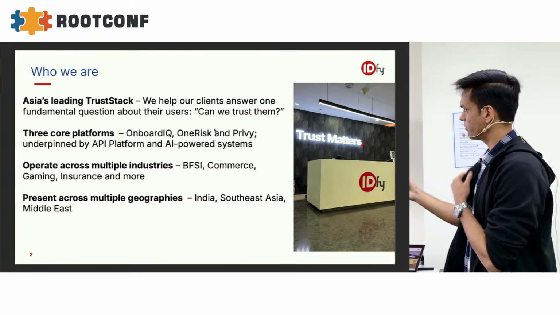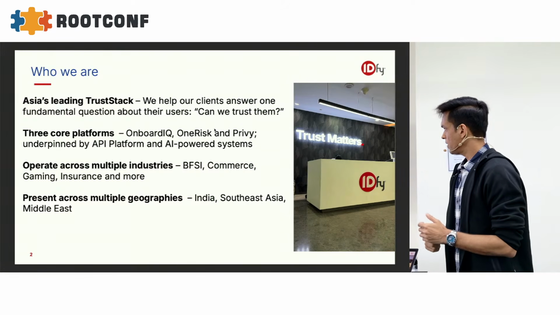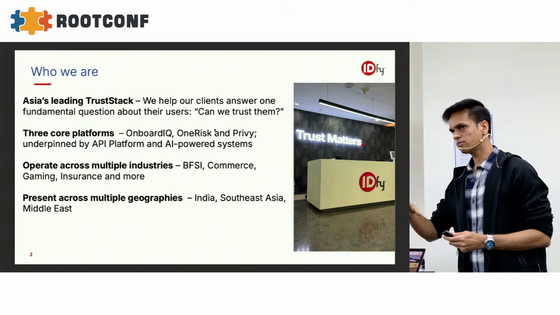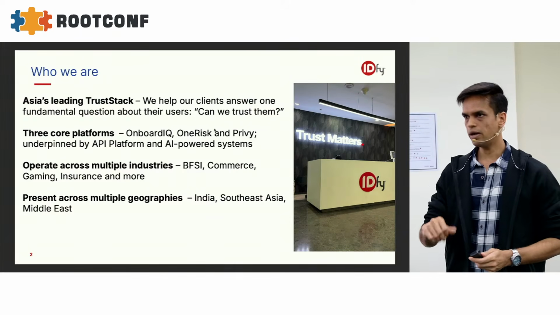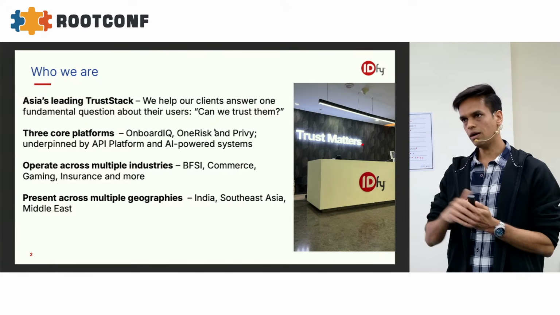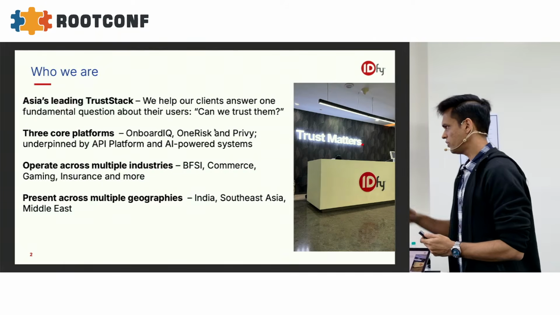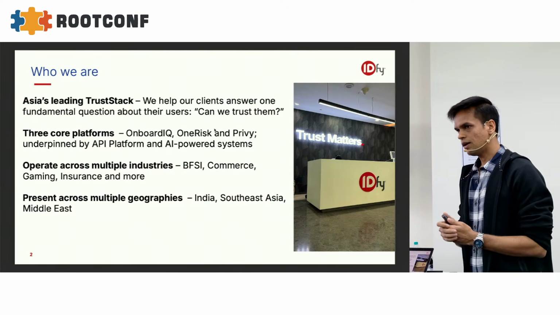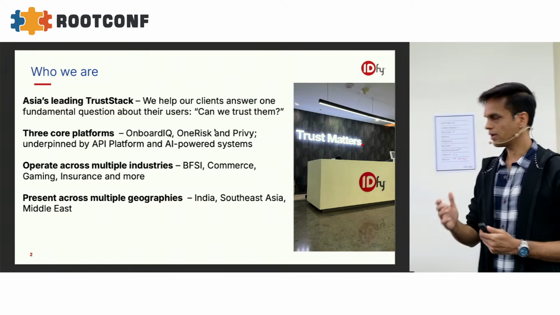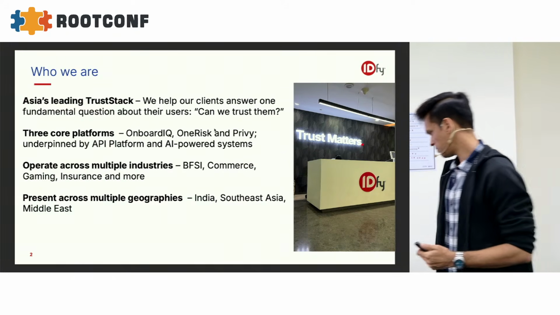We have 3 core platforms: the Onboard IQ platform, the Wondrous platform, and the Preview platform. Each of these platforms has different products and use cases built underneath them. All of them are powered by our API platform and various AI-powered systems. We operate across different industries, and our presence is in different geographical regions. So I just wanted to quickly talk about where we are coming from.